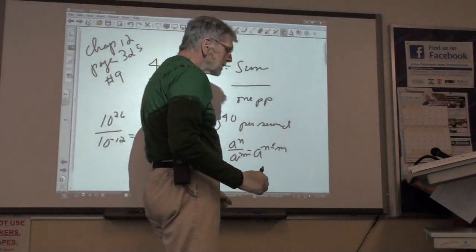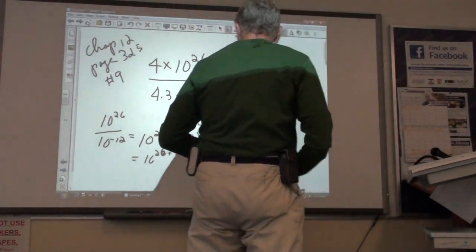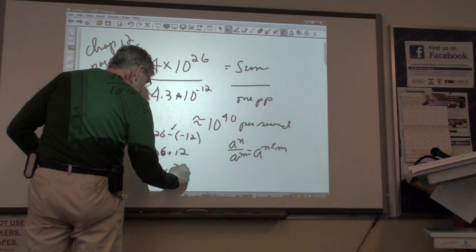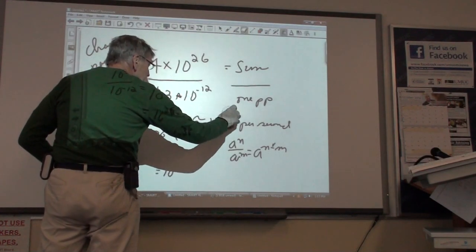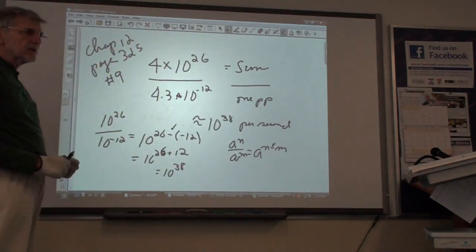and that should be 38. So it's equal to 10 to the 38. And we'll make the correction right here. Instead of the 40, what we want is the 38. So we've answered that question.